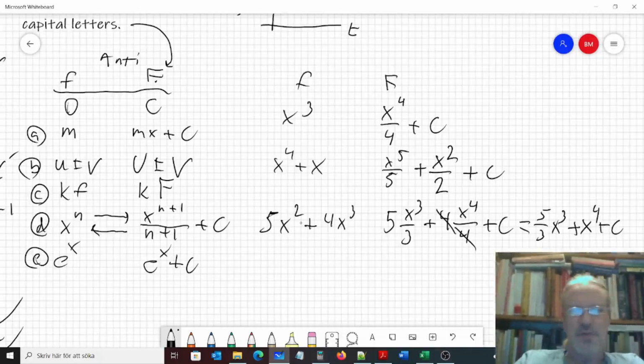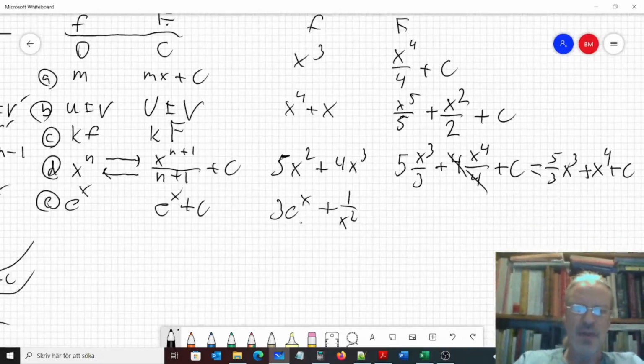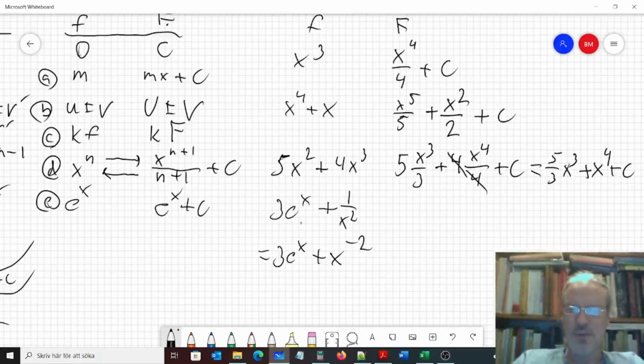Say we have, what more could we say? 3e to the power of x plus 1 over x squared. This is a bit more complicated. We can keep 3e to the power of x, but the second part here could be written as x to the power of minus 2.